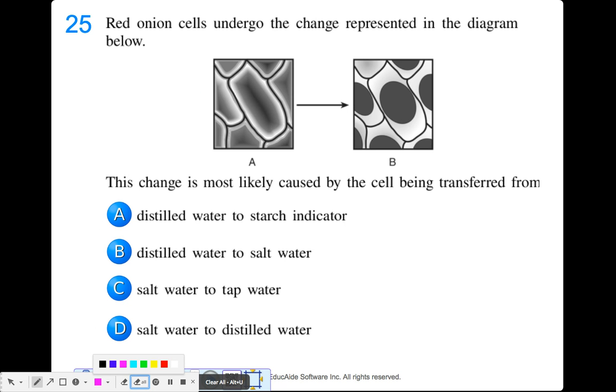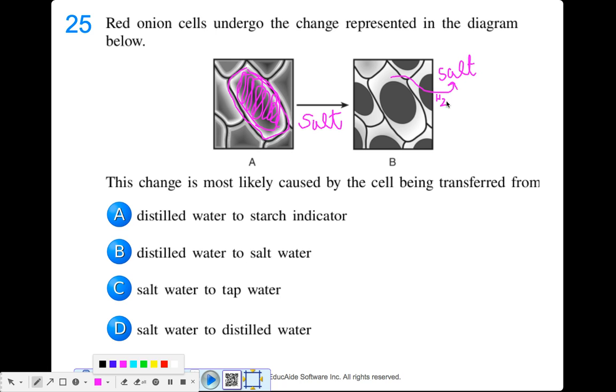Number 25. Red onion cells undergo the change represented in the diagram. This is most likely caused by the cell being transferred from what? So here you're looking at a plant cell, right? We have a cell wall and the cell membrane. Okay, the pigments are all distributed nice and evenly throughout the cell. It's very, very happy. Then we add salt. And the salt stays on the surface of the cells. It doesn't go into them. But what it does is it draws the water out to the higher solute concentration.